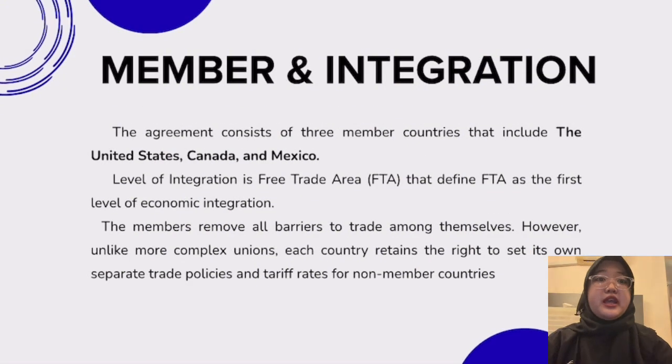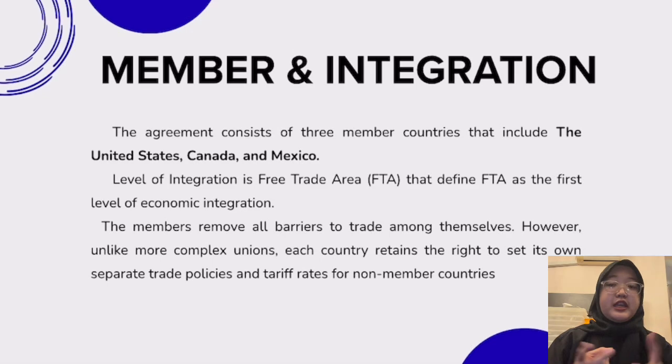Next is about members and level of integration. NAFTA consists of 3 countries, which are the United States, Canada, and Mexico. The level of integration for NAFTA is known as a Free Trade Area or FTA. In this type of integration, all member countries remove trade barriers among themselves. However, each country still has the freedom to set its own trade policy and tariffs when dealing with non-member countries. This means they cooperate in trade, but they are still independent in their external economic decisions.